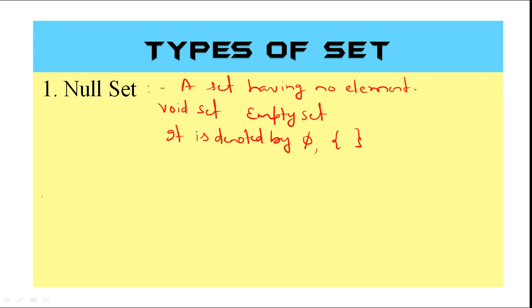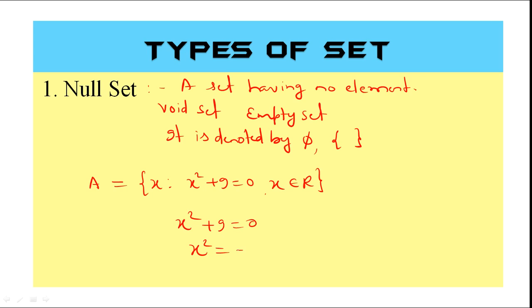Okay, let me take an example. Suppose I write A is equal to {x : x square plus 9 is equal to 0 and x is a real number}. You know it very well that if we solve x square plus 9 is equal to 0, then x square is equal to minus 9 and x is equal to plus minus 3i. It means no real value of x exists which will satisfy this equation.